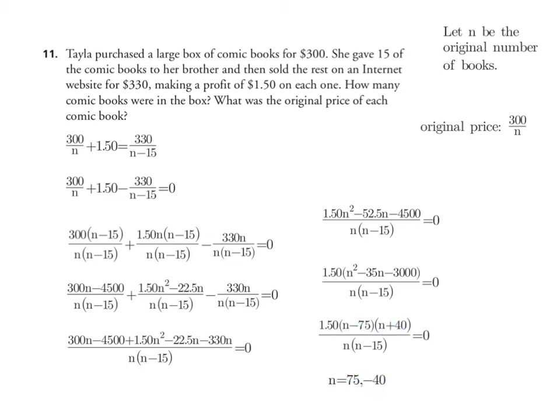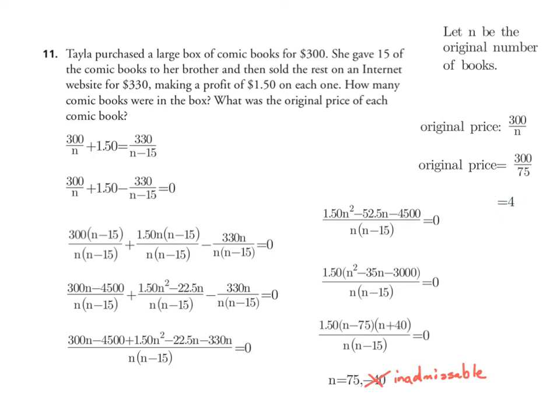But what does N represent? N is the number of books in our original box. So I don't think N is allowed to be negative 40. There weren't negative 40 books in the original box. So that is inadmissible. So there must have been 75 books in the original box. Now the question says, what was the original price of each comic book? Well, the original price was 300 divided by N. So if N is 75, 300 divided by 75 is 4. So the original price was $4.